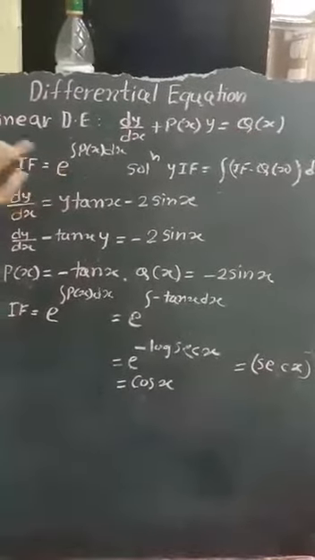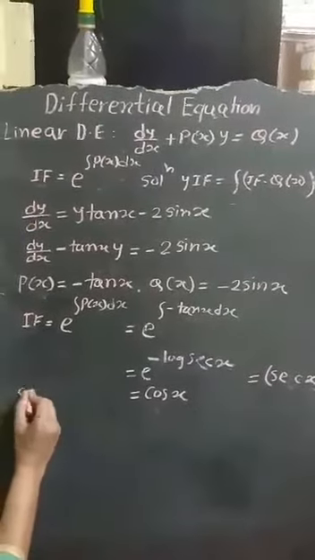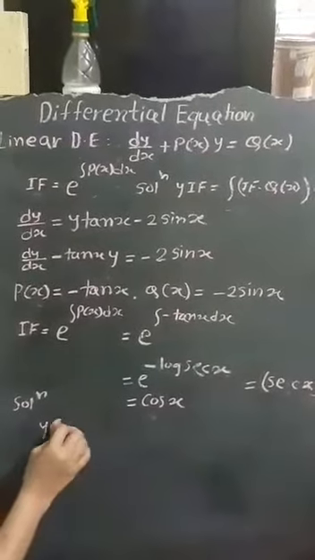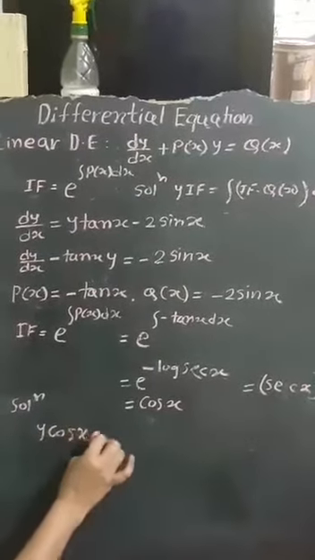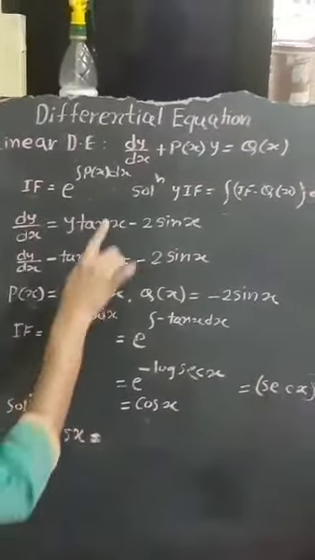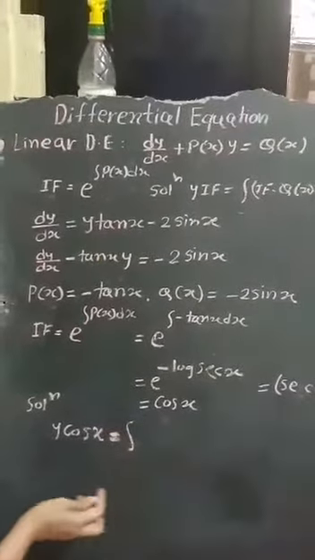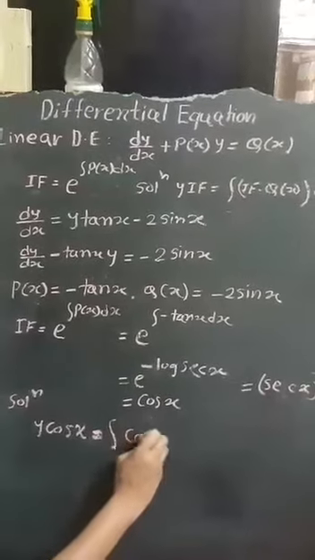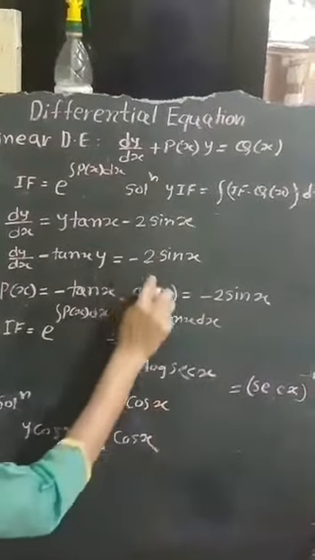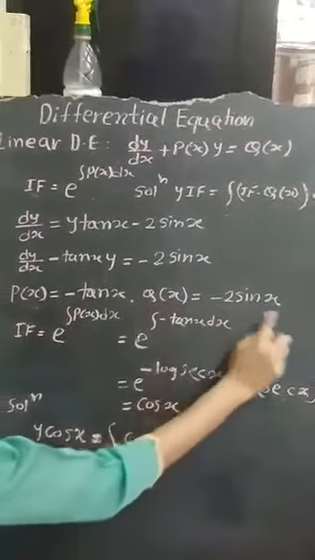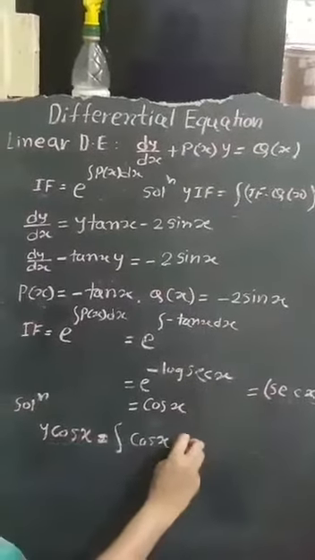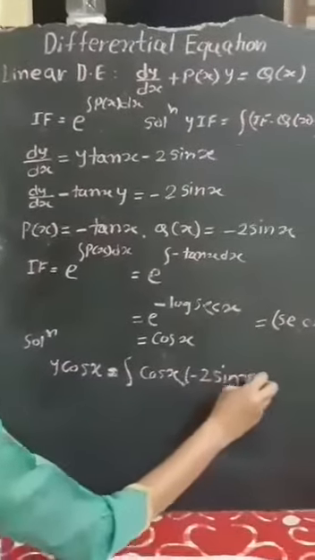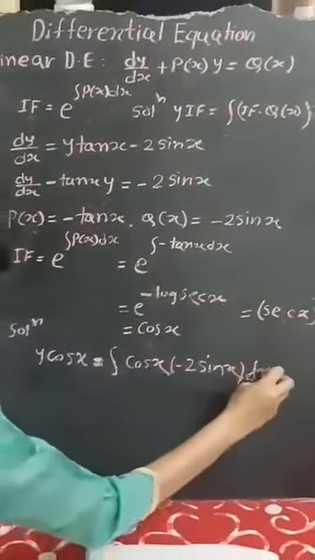Now, what is my solution? Solution is y into IF. So, y into cos x. Left side you don't have to simplify. It is direct. And right side is integration of what? IF thing and P(x). And Q(x). So, it is into minus 2 sin x dx.